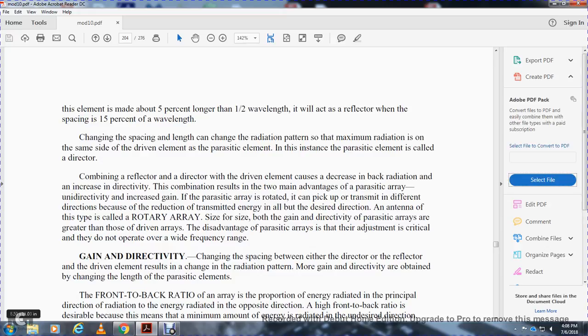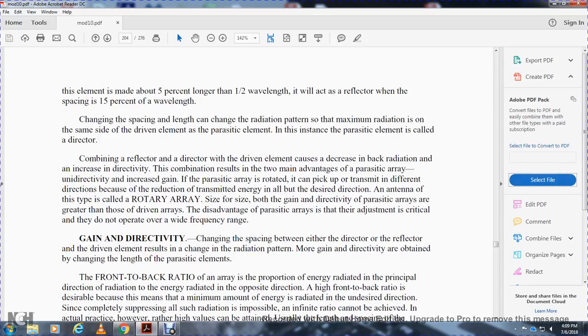A combination of reflector and director with the driven element reduces the back radiation and increases the directivity. The two main advantages of the parasitic array are increased directivity and gain. The array can be rotated to pick up or transmit energy in any desired direction; an antenna of this type is called a rotary array. Since both the gain and directivity of the parasitic array are greater than those of the driven array, the disadvantage is that the adjustment is critical, so they do not operate over a wide frequency range.